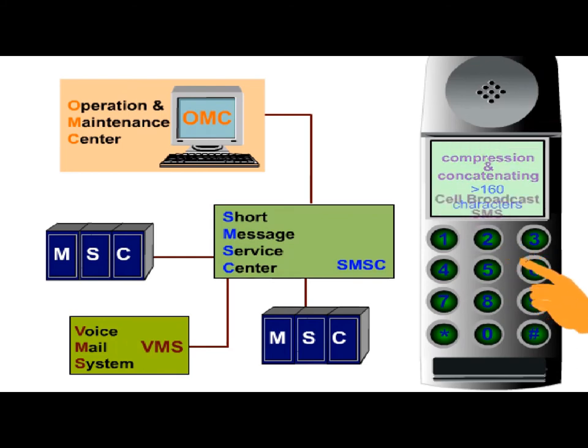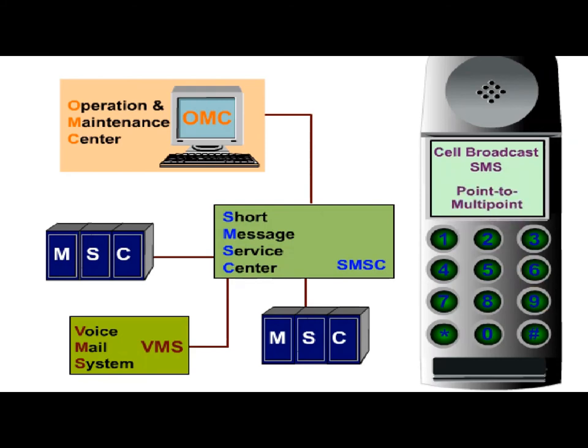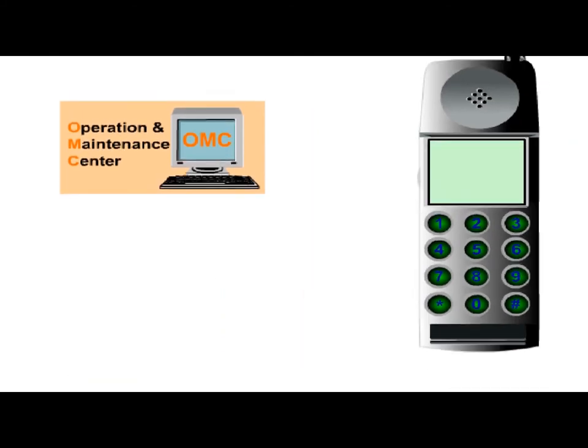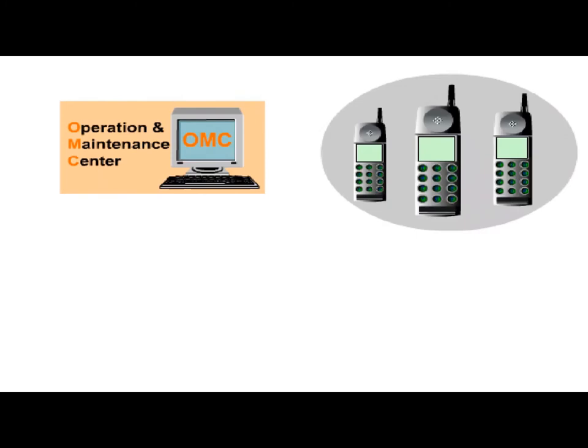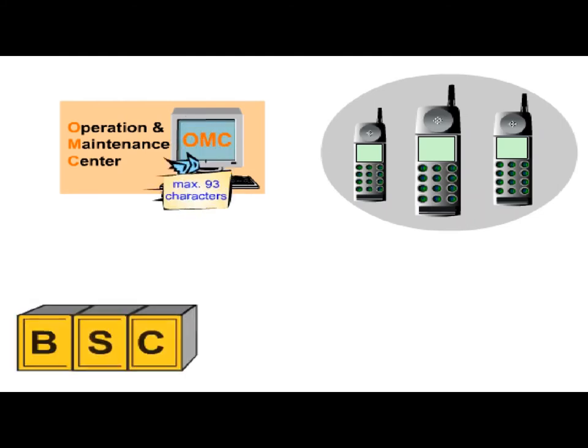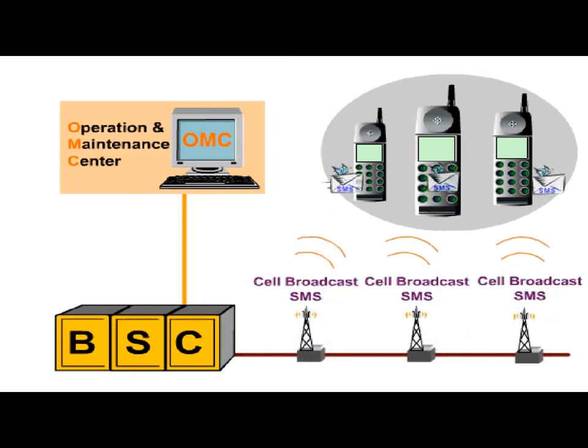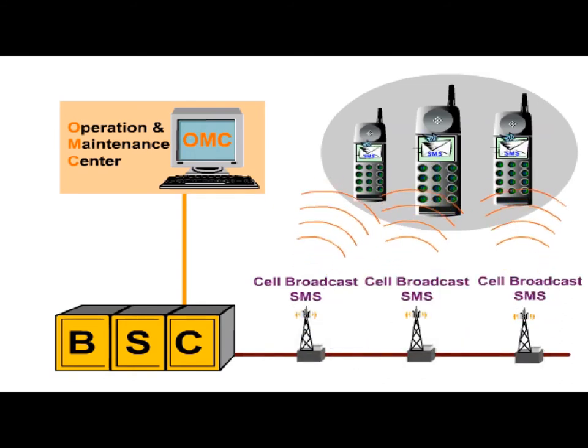The cell broadcast SMS, that is, the service offering point-to-multipoint short messages, is a one-way communication from the network to all mobile phones in certain geographical areas. The messages, with a basic length of 93 alphanumerical characters, are entered in the OMC, fed centrally into the BSC, and transmitted to the mobile stations via all connected BTSs at regular intervals.